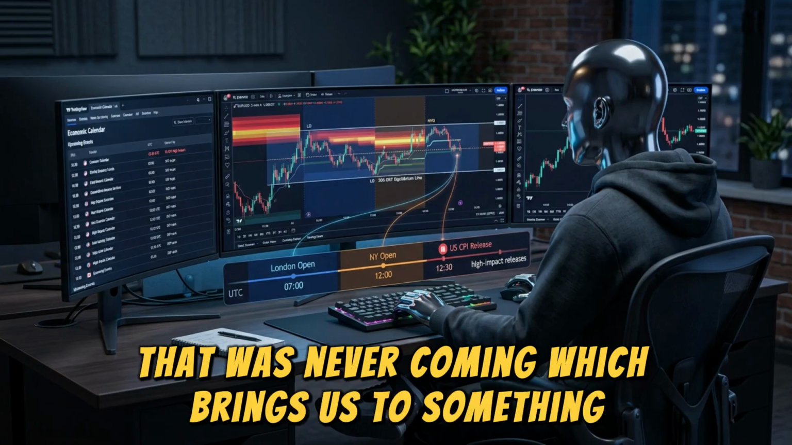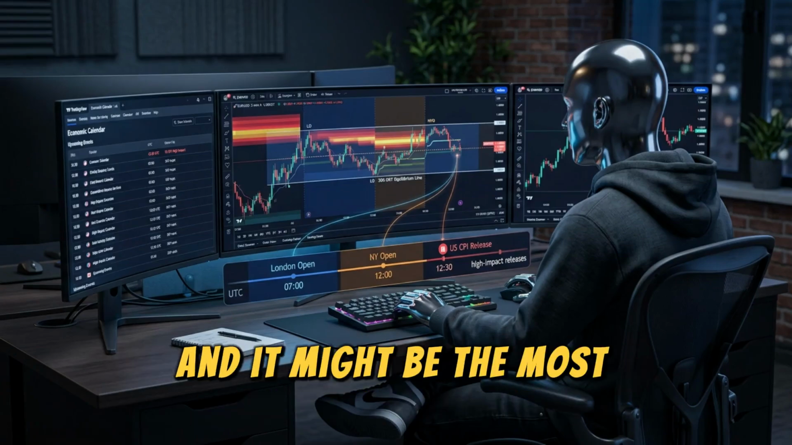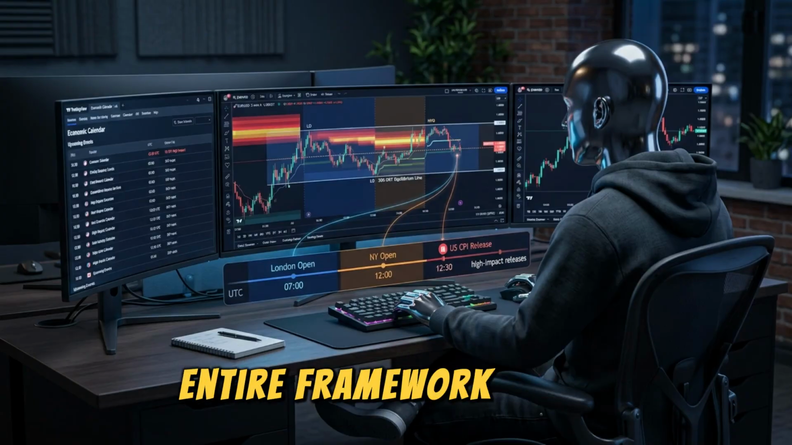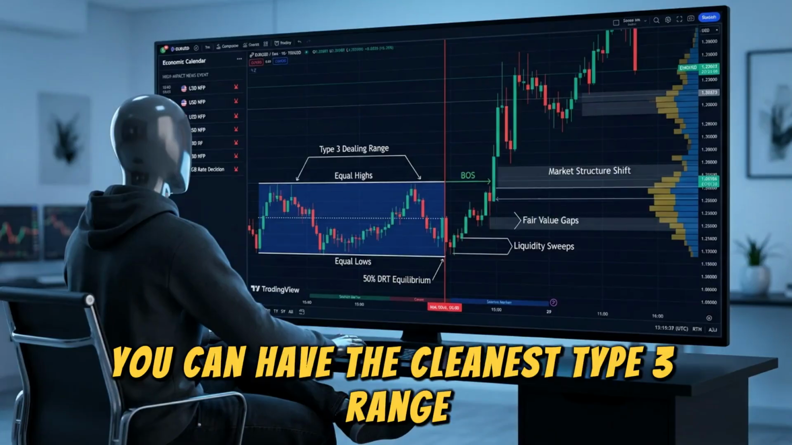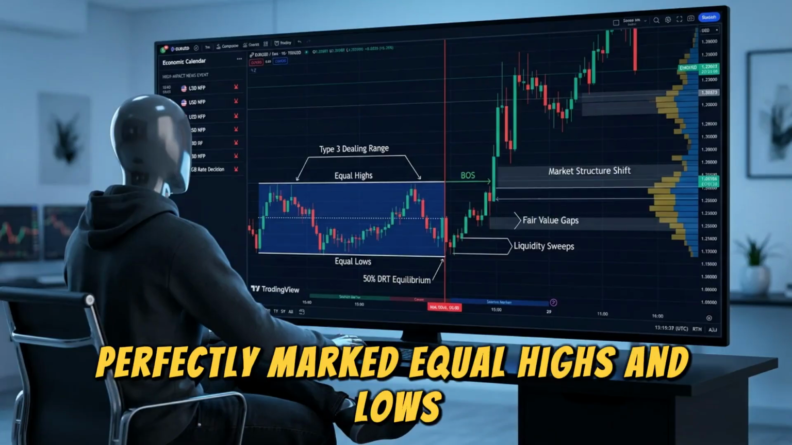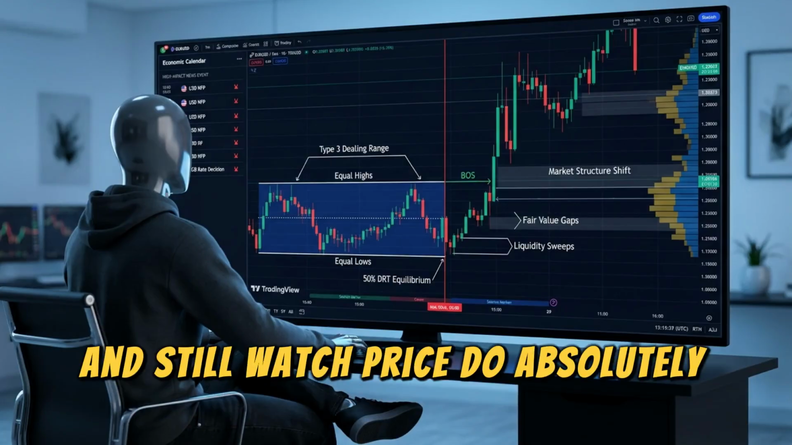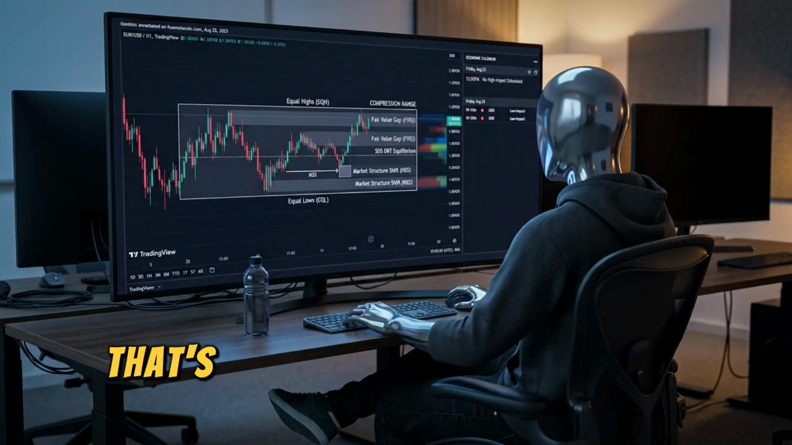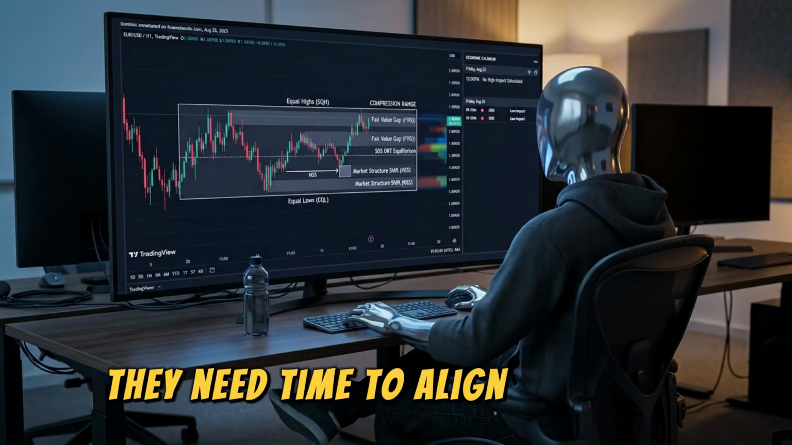Which brings us to something almost nobody in retail trading talks about, and it might be the most underrated piece of this entire framework: timing. You can have the cleanest Type 3 range, perfectly marked equal highs and lows, textbook equilibrium, and still watch price do absolutely nothing for hours. That's because price levels don't operate in isolation. They need time to align with them.